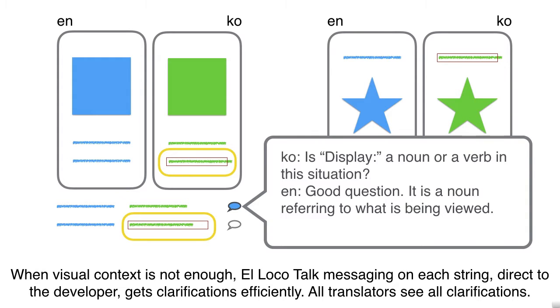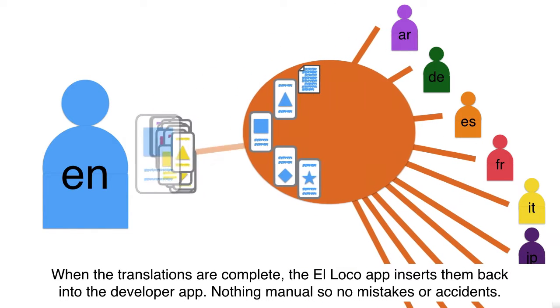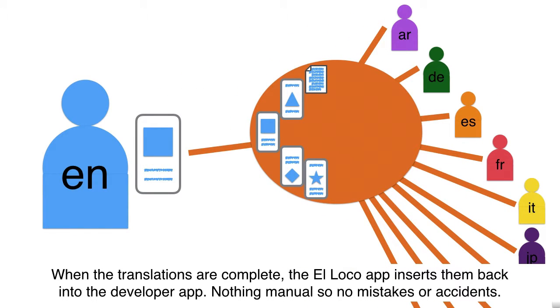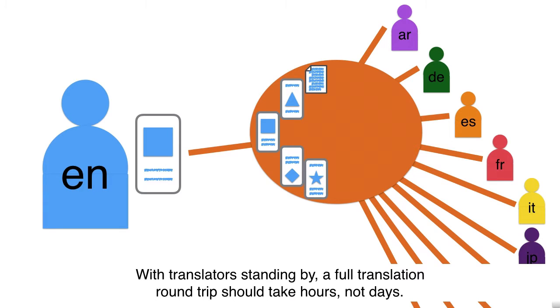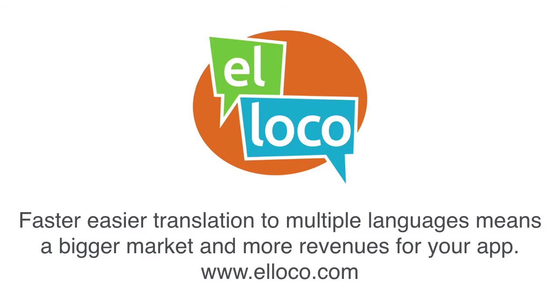When visual context is not enough, Loco Talk messaging on each string direct to the developer gets clarifications efficiently. All translators see all clarifications. When the translations are complete, the Loco app inserts them back into the developer app. Nothing manual, so no mistakes or accidents. With translators standing by, a full translation round trip should take hours, not days. Faster, easier translation to multiple languages means a bigger market and more revenues for your app.